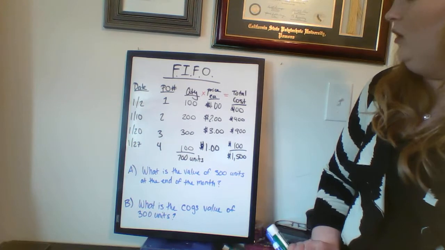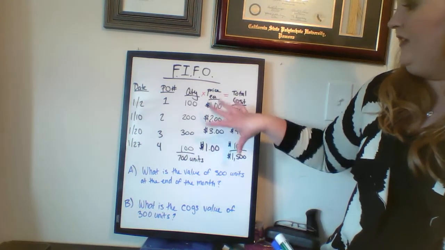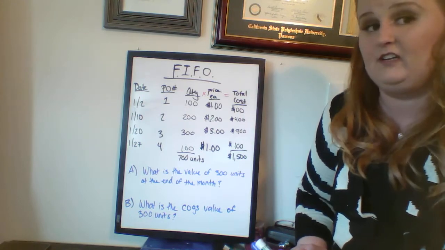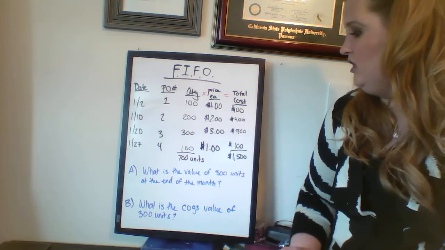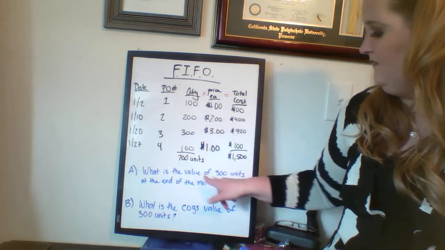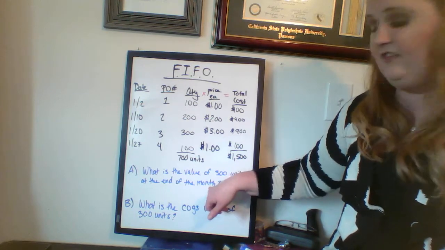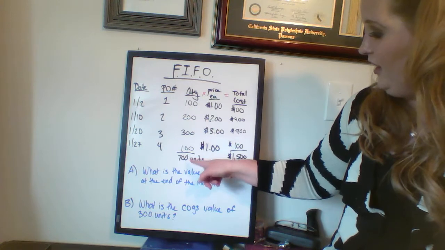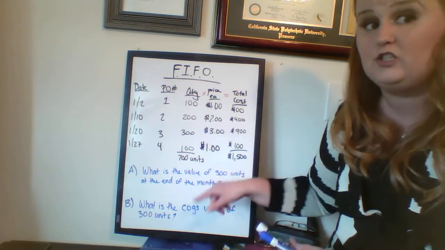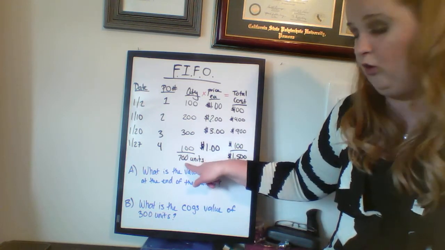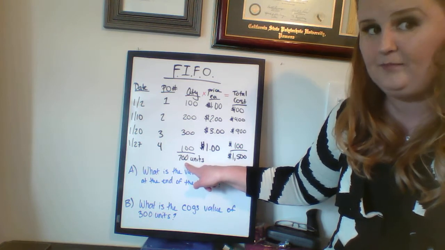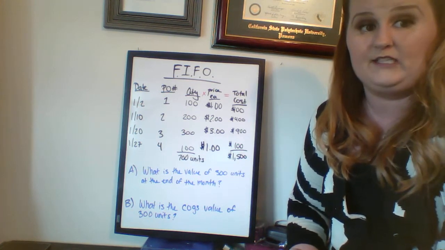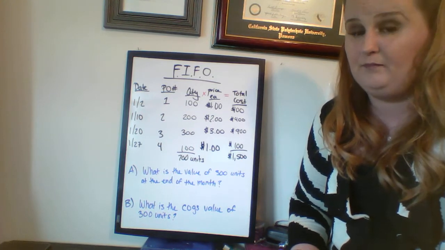For this item specifically, it doesn't really matter what item it is, but it is definitely a single sold item. So my first question is, what is the value of 300 units at the end of the month? If we look at the grand total of the entire quantity of units that we have ordered to sell in our store, it is a total of 700 units, right? And the question is asking, if we had 300 units left on hand, what would the price be?